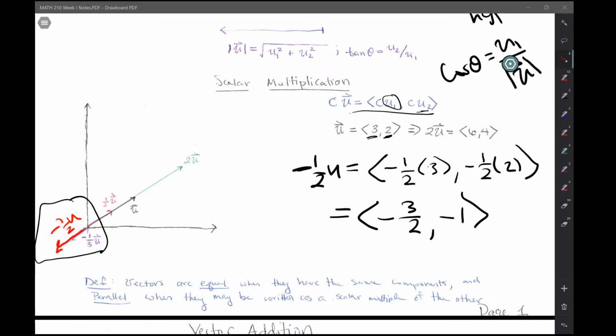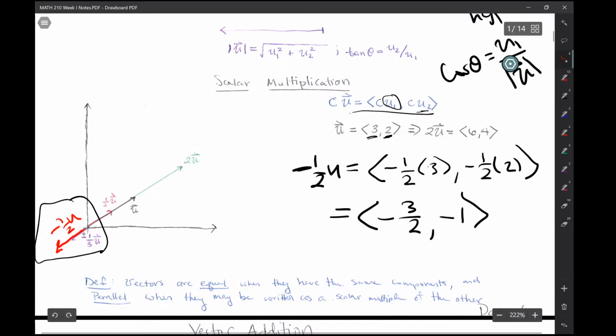So some useful definitions to consider. Vectors are equal when they have the same components. In other words, they're equal when they have the same magnitude and same direction. That's pretty intuitive. And they're parallel when they may be written as a scalar multiple of the other. So, for an example, all of these vectors are parallel. We started out with the vector u and we started multiplying it by different scalars to get the subsequent vectors. So all of these vectors are parallel to each other.